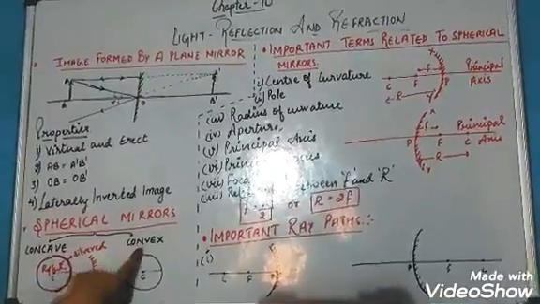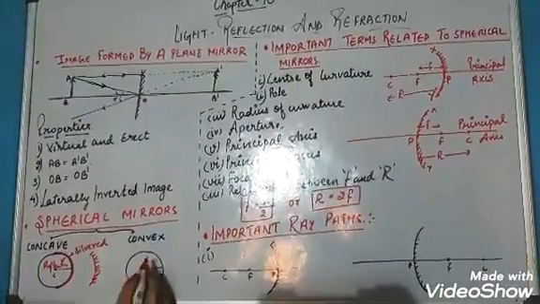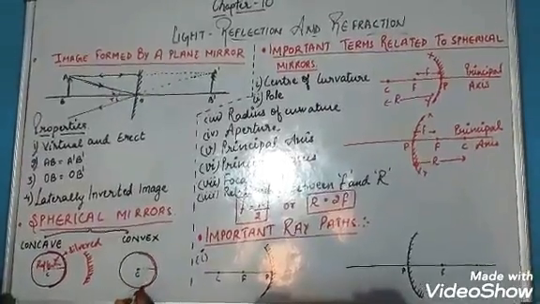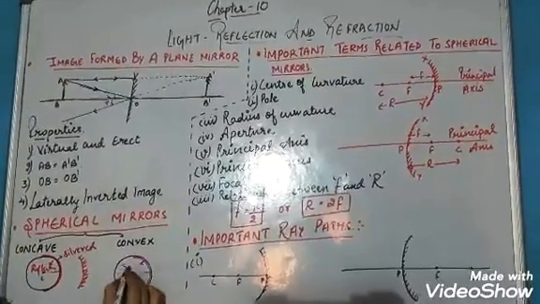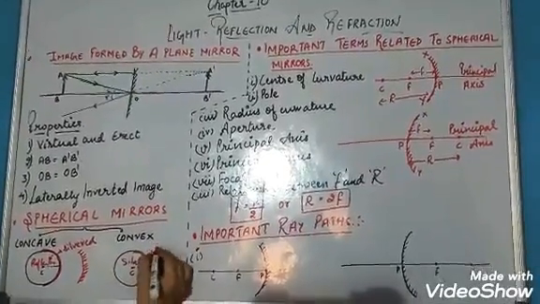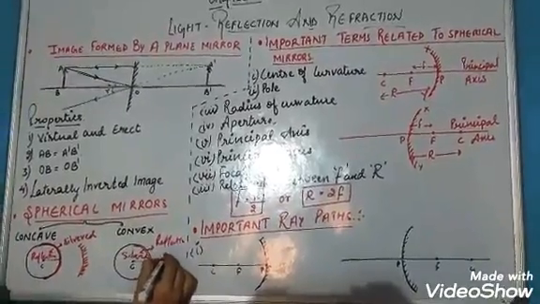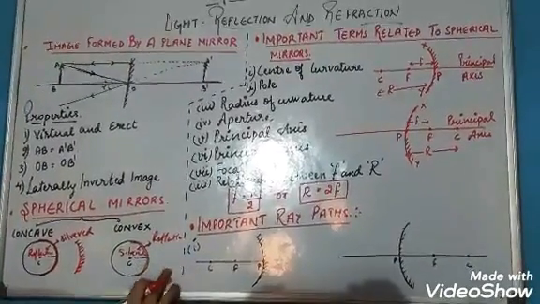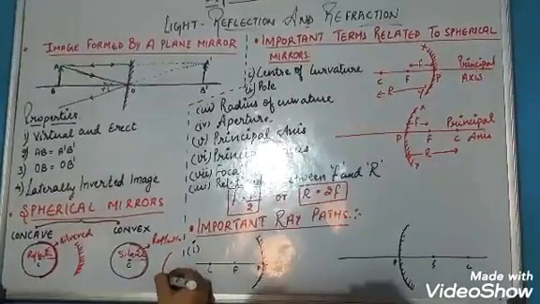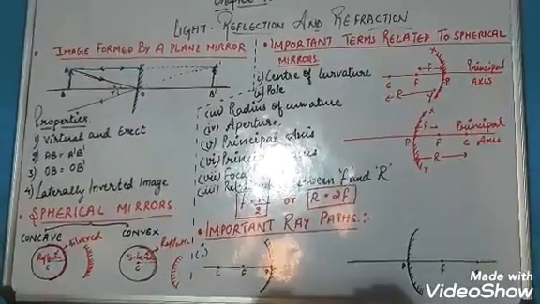In the case of a convex mirror, how can you obtain a convex mirror from a sphere? If the inner portion is silvered or polished, and the outer portion is reflecting, what kind of mirror will form here? We can show it this way to show the difference. The inner side is polished and the outer portion is the reflecting one.